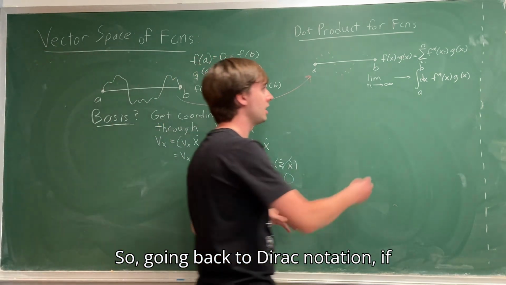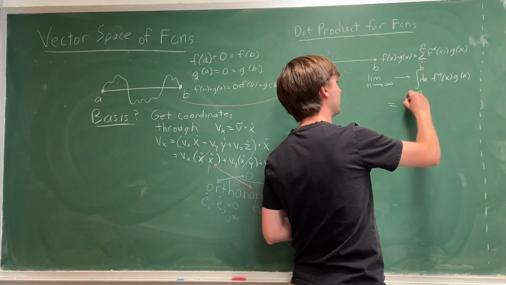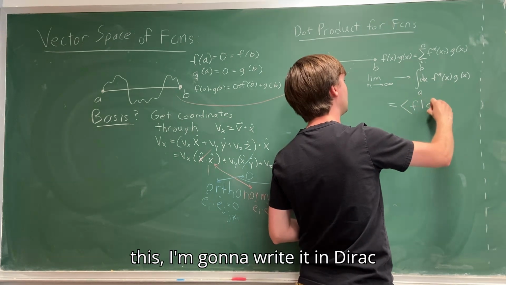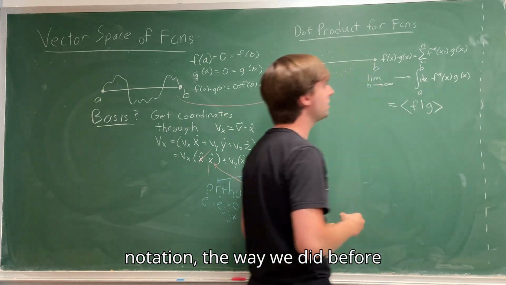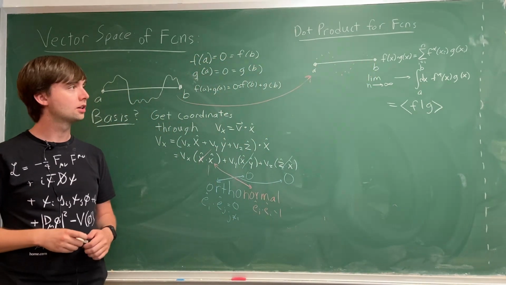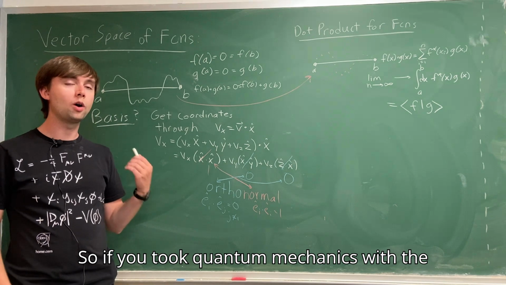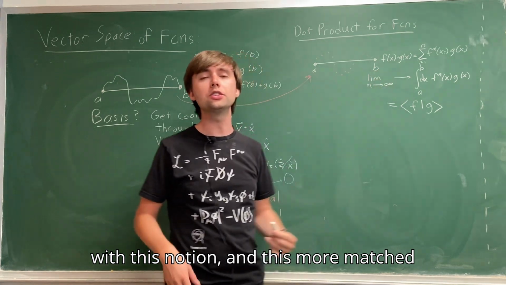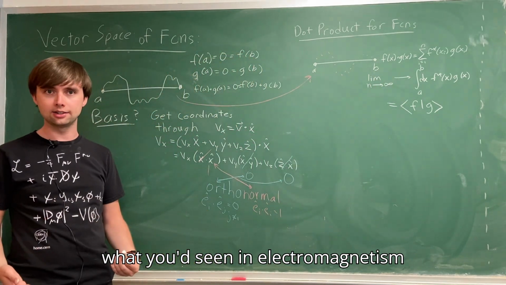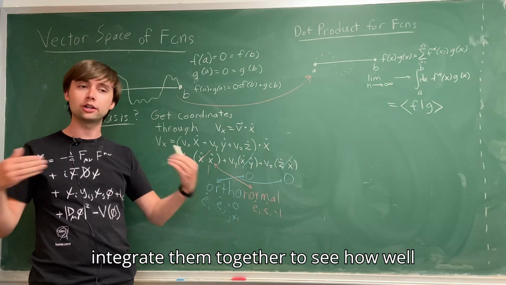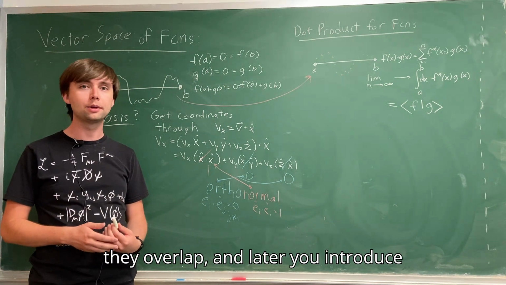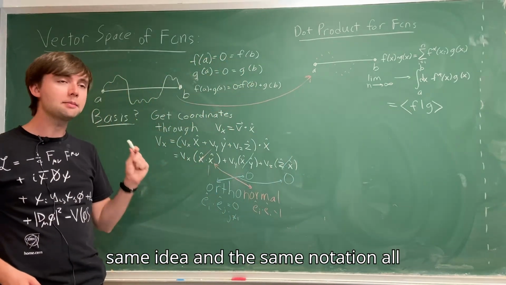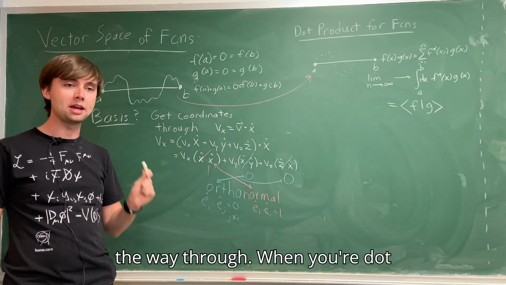So going back to Dirac notation, if I am integrating two functions together like this, I'm going to write it in Dirac notation the way we did before for dot products. So if you took quantum mechanics with the Griffiths textbook, you probably started with this notion, and this more matched what you had seen in electromagnetism before. That you have things, you integrate them together to see how well they overlap, and later you introduce this Dirac notation. But it's the same idea and the same notation all the way through.